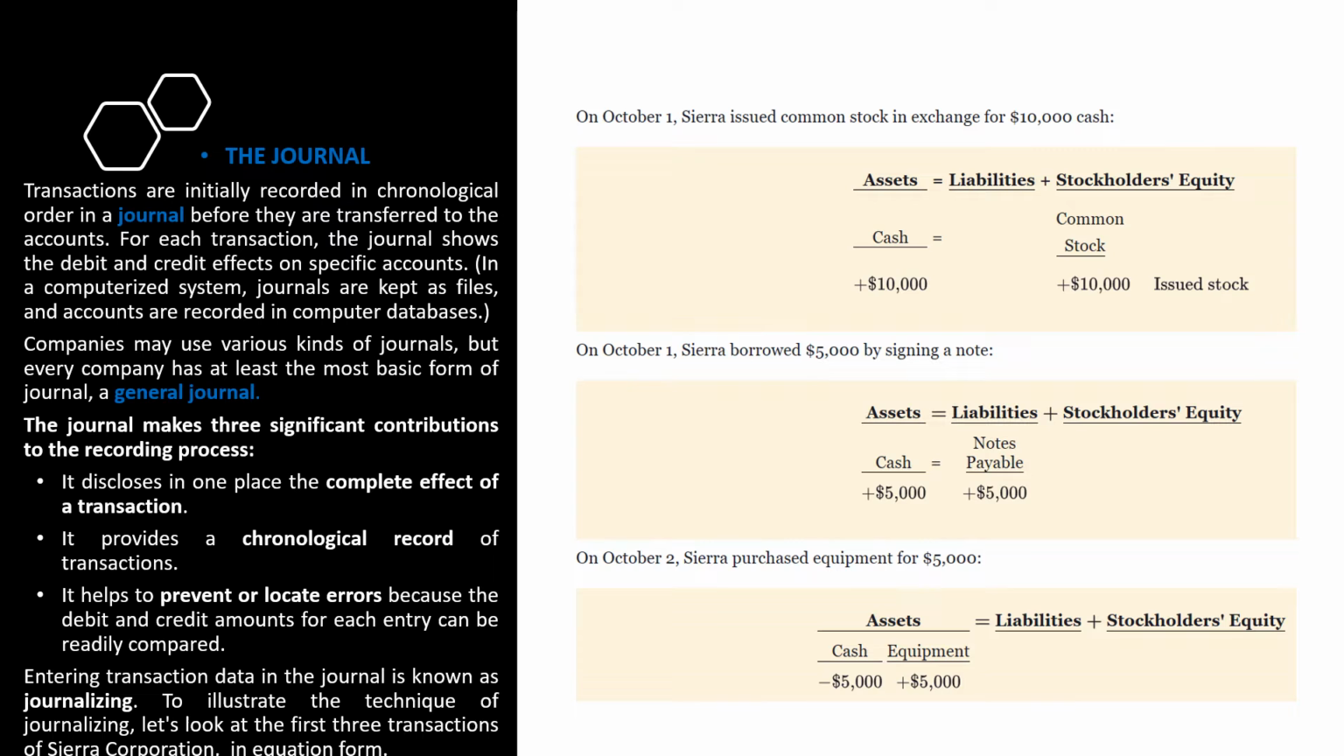Same day, we signed a note for $5,000, right? So that's going to be a liability, probably from a bank. So that's going to give us $5,000 in cash. And then on the next day we purchased equipment for $5,000. So that's going to give us an increase in equipment of $5,000 in that account, and then we're going to decrease $5,000 in cash. That's just an idea of how it looks.